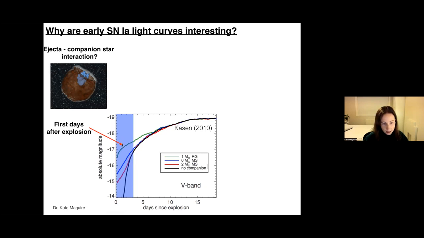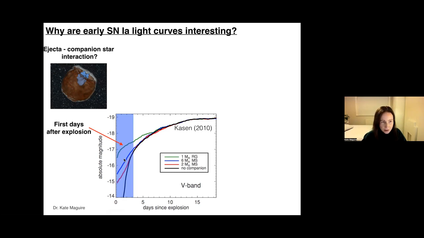So this is a figure here from Dan Kasen's work in 2010. So this is kind of the original idea. And if you look at the very early times, the first few days after explosion, you can see a flux excess in the light curves, depending on what companion star you have. So this is the case of a Chandrasekhar white dwarf that then runs into a companion star, and you get interaction. And so depending on the properties of this companion star and also the viewing angle, you get different strengths in this light curve.